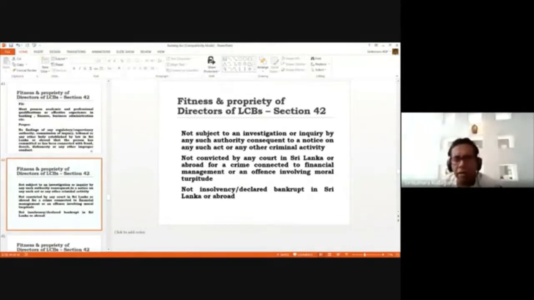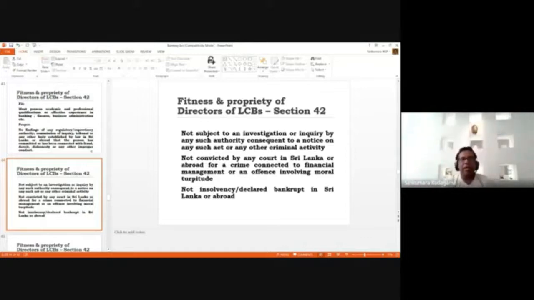If you are convicted by any court in Sri Lanka or abroad for a crime connected to financial management or offenses involving moral turpitude, then again you are not suitable, not proper. Just please connect these 1 and 2. Second one, if you are convicted, you are not a proper person.